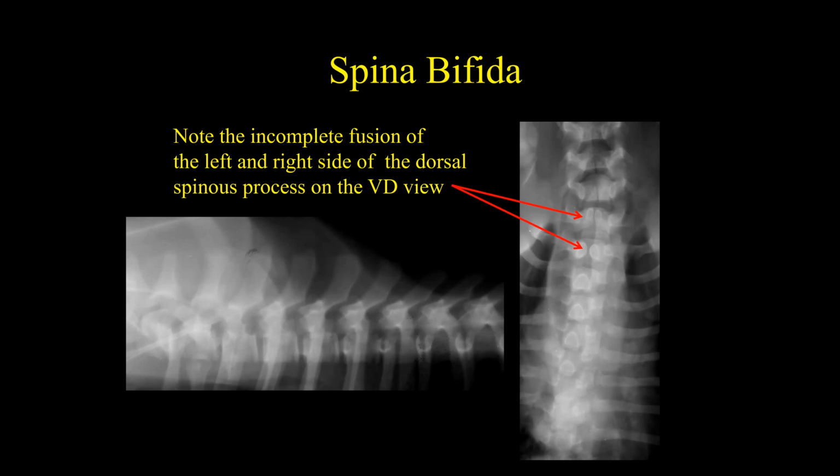Now, having said all this stuff about spina bifida, clinically, what does it mean? Typically, I don't know if I've ever seen a dog or a cat that has spina bifida that ever showed any clinical signs. Not that it can't ever happen, but most of the time, these are totally incidental, but completely normal. I mean, not normal, but usually don't show any clinical signs at all.